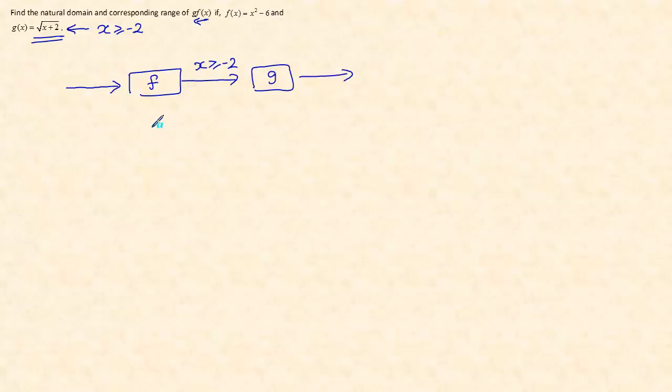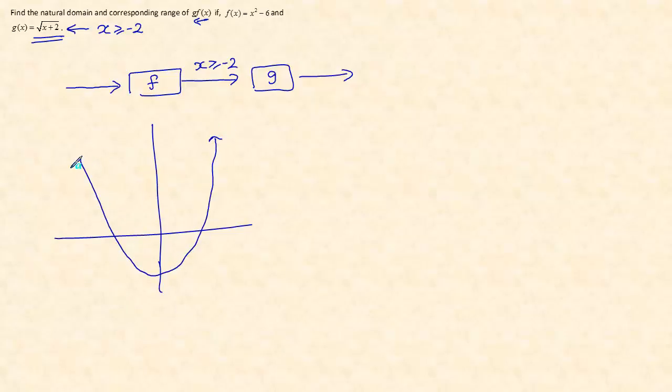Now think about x squared minus 6. So that looks like this, and we want the output to be more than negative 2. So if we put on here y equals negative 2, what we can't have is x values in between here.